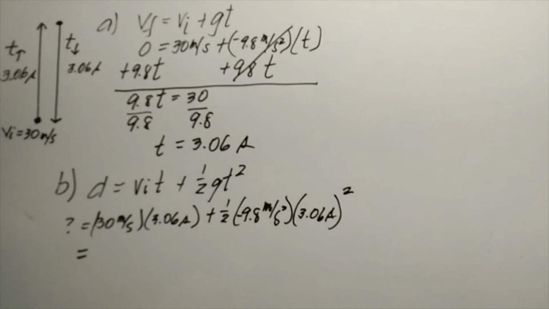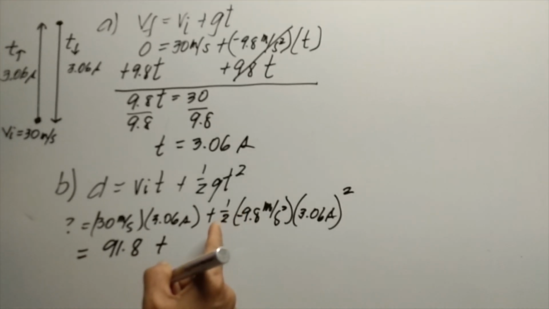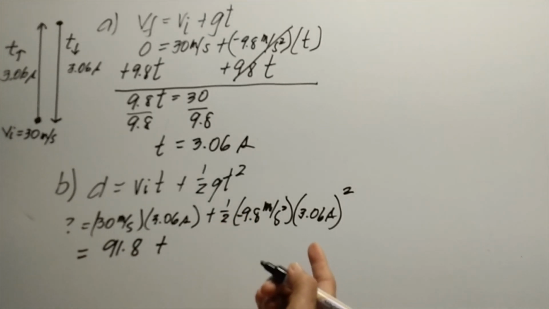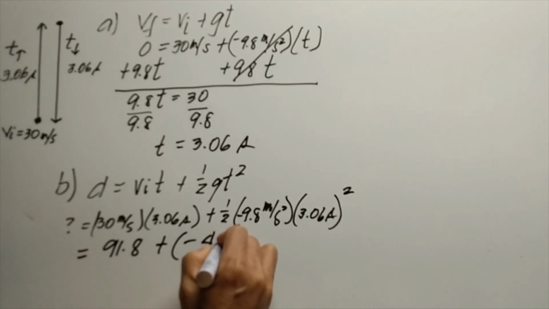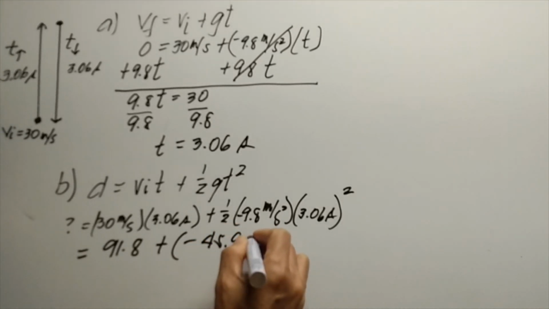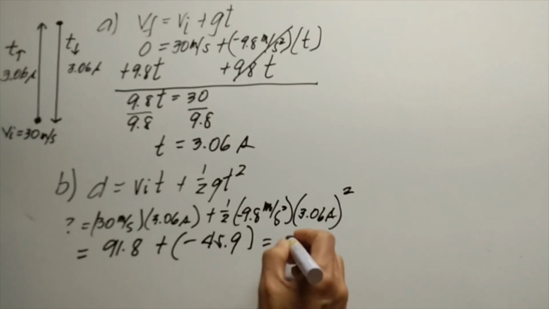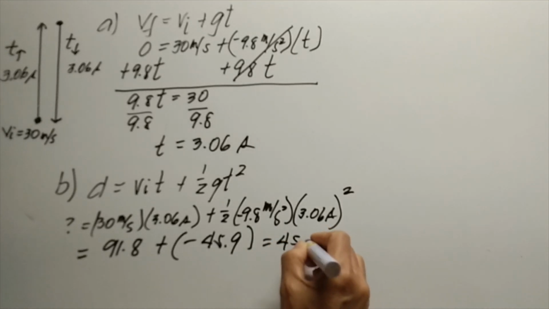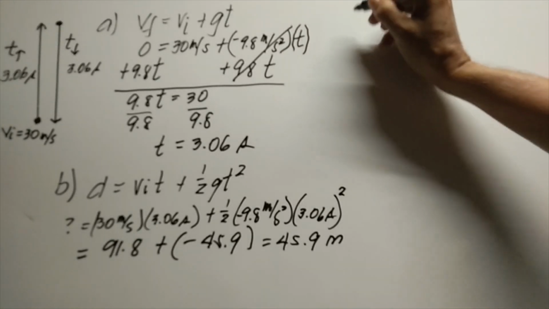So this will be 30 times 3.06 is 91.8, and 1/2 times negative 9.8 times 3.06 squared will give us a value of negative 45.9. So our displacement will be equal to 45.9 meters. For question letter C, we are going to determine the velocity once it has returned to its starting point. So we are going to use the formula for letter C.